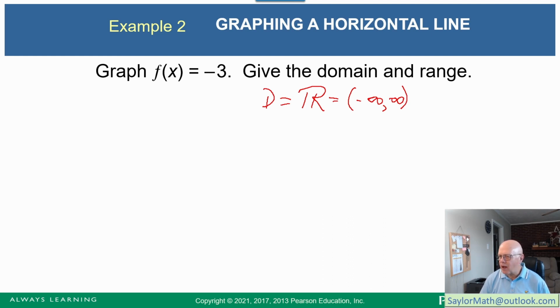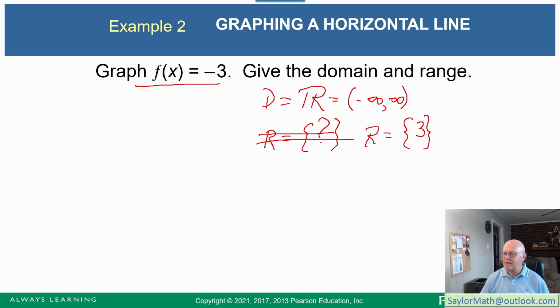What y values will you get? Well, every time you put a number in for x here, the y value is still negative 3. So the range, we'll just rewrite this, the range consists of just one number, the negative 3. The y value in this function is always a negative 3.